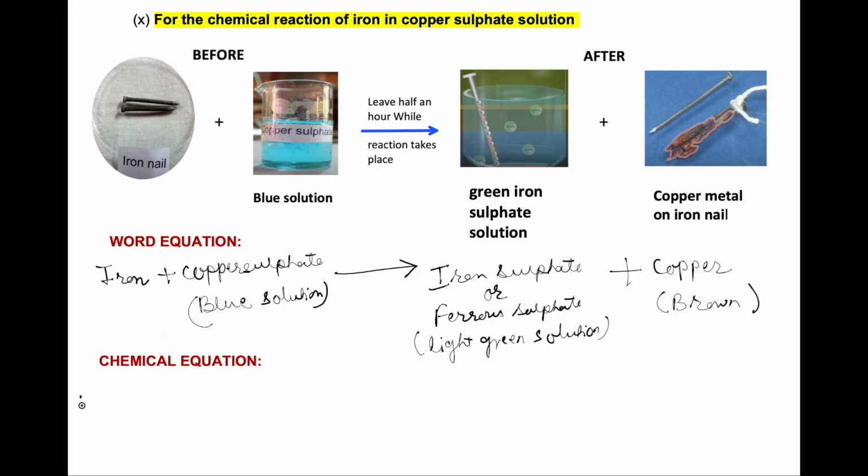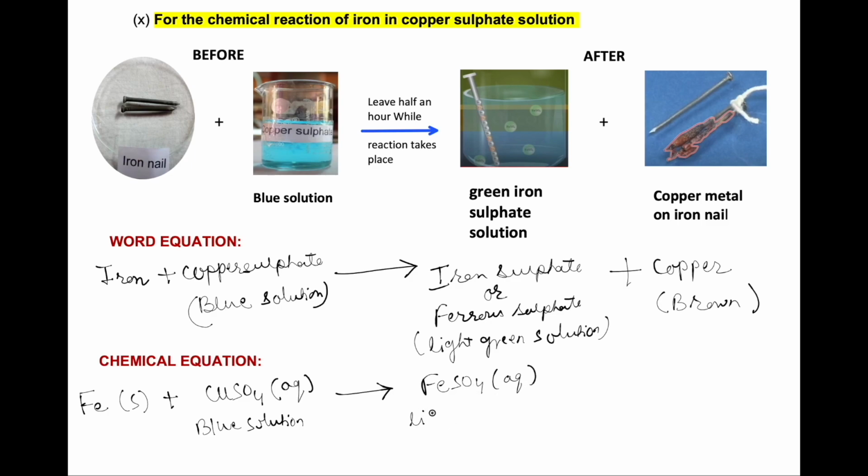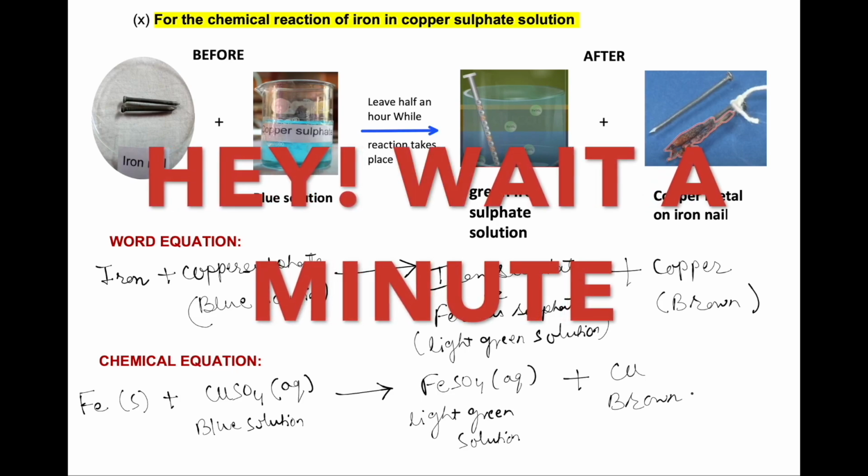So the symbol for iron is Fe. This is solid in nature. When it combines with copper sulfate solution, CuSO4, which is aqueous in nature and a blue solution, it reacts to form FeSO4. This is also aqueous. It is a light green colored solution along with the deposition of copper on the iron nail. This copper deposition is brown in color.